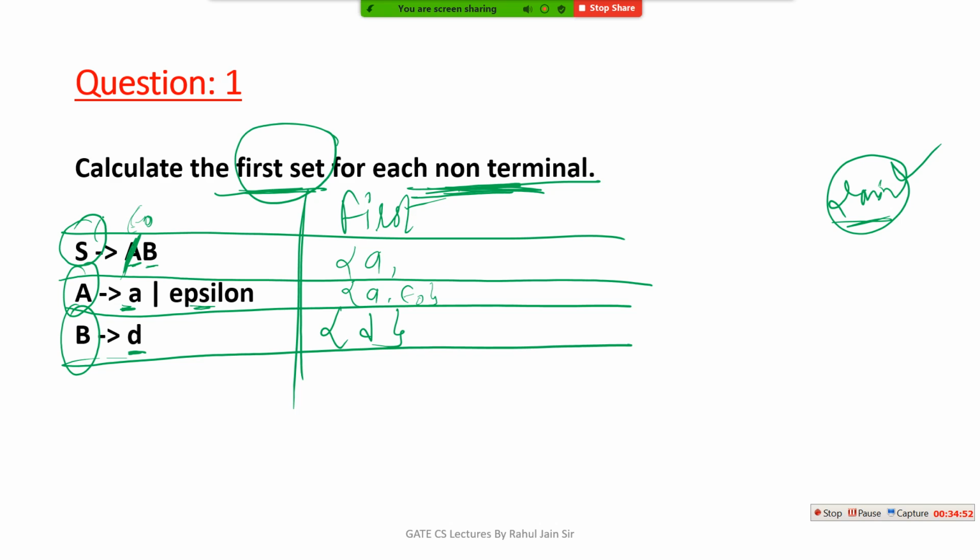So what is first of S? First of S would always also be first of B. What is first of B? First of B is D. So A and D. So it is the correct answer.